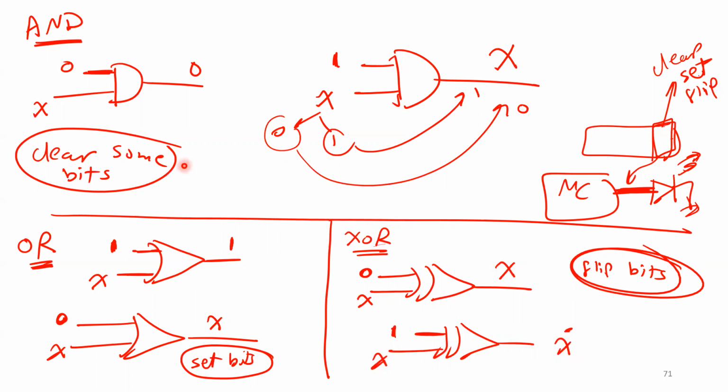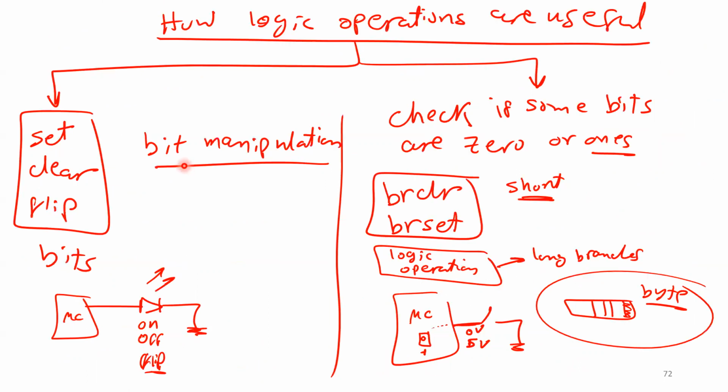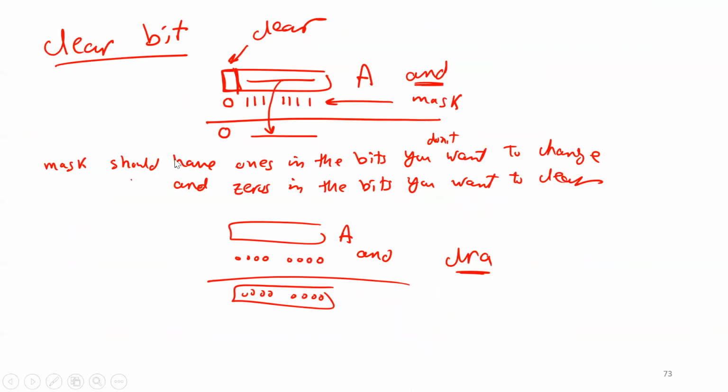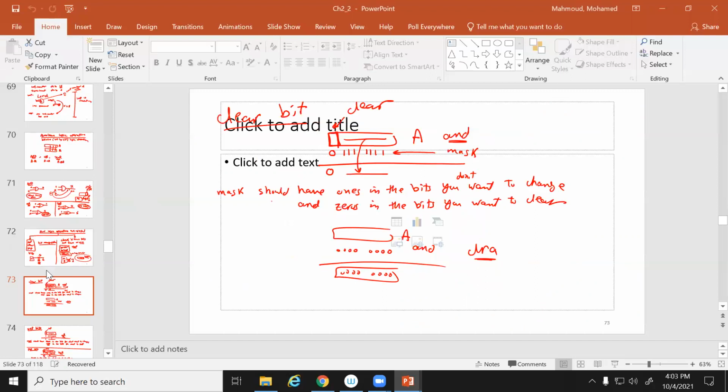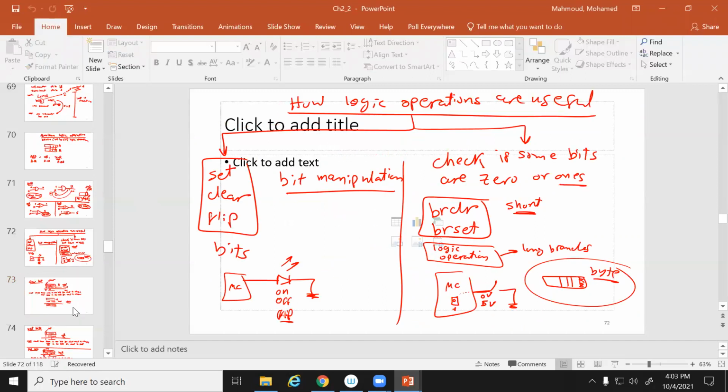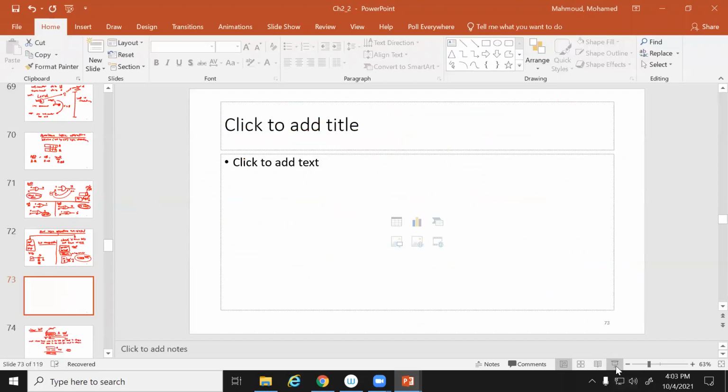Then I want to explain how they are useful, okay? They are very useful. We're going to use them all the time. How are we going to use them? Let me write it here. All the time we're going to do two main operations, guys. I explained it before, so I'm going to go through it quickly. All the time we need to do something like that.